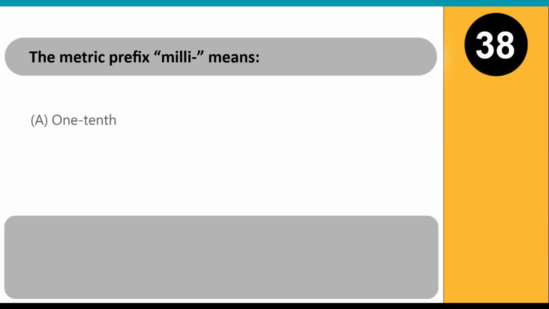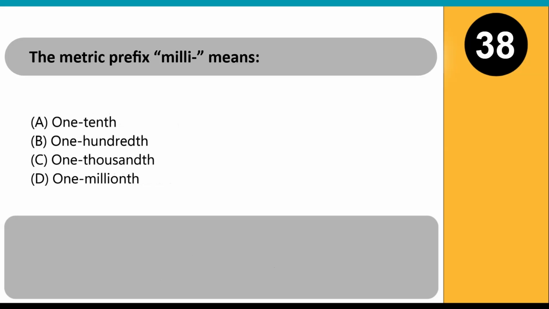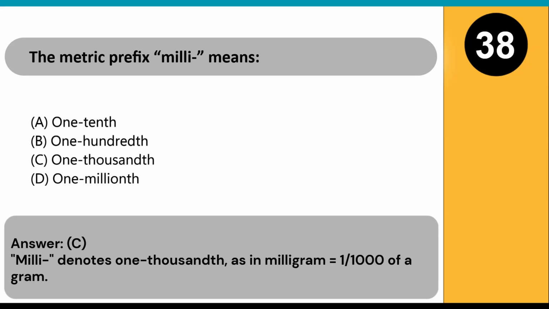The metric prefix milli- means A. 1/10. B. 100th. C. 1000th. D. 1/millionth. Answer C. Milli- denotes 1000th, as in milligram equals 1/1000 of a gram.